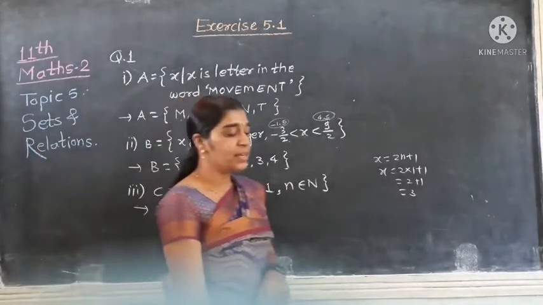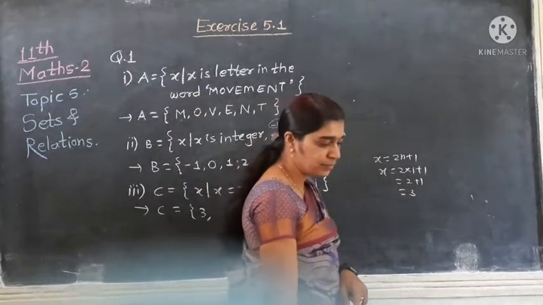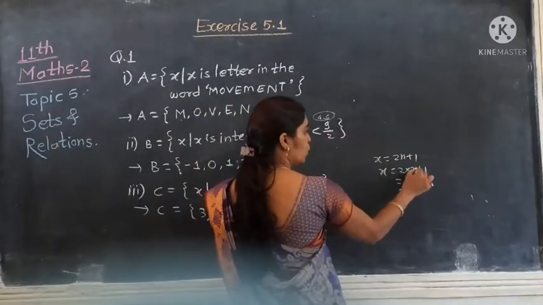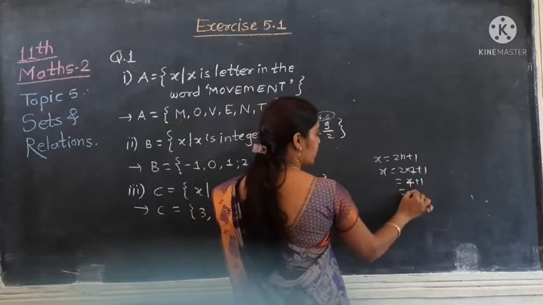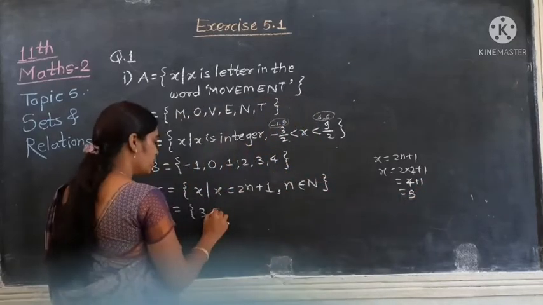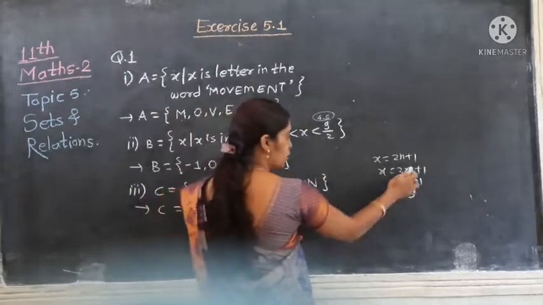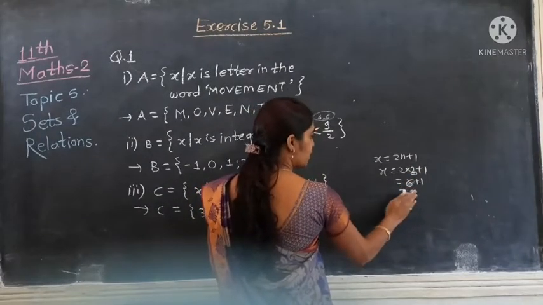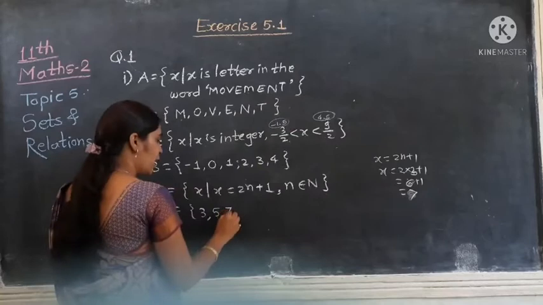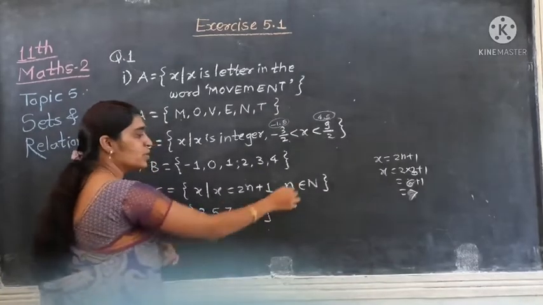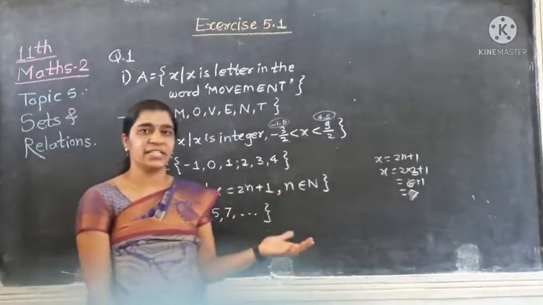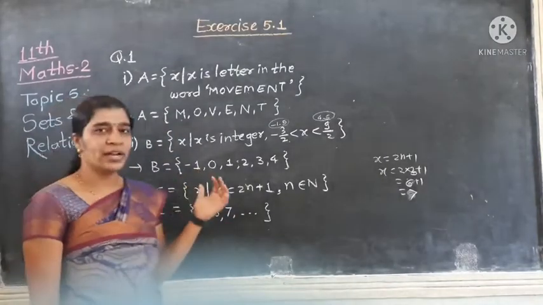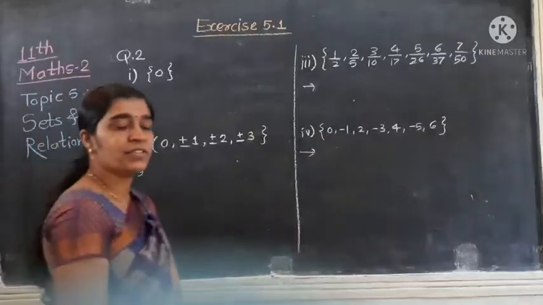Similarly, you find the next one. For the next value, put n equal to 2. 2 times 2 is 4, plus 1, that is 5. The next value is 5. Similarly, put n equal to 3. 2 times 3 is 6, plus 1, 7. And so on, because the set of natural numbers is infinite. So we can write it in this way. Okay, understood the first question?